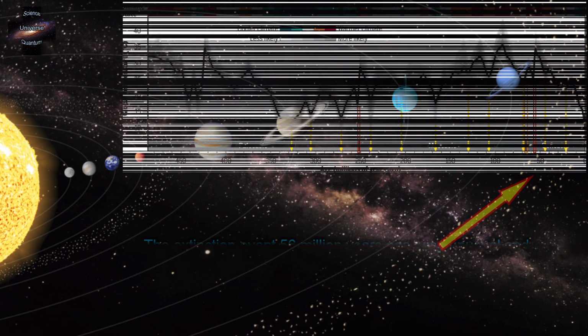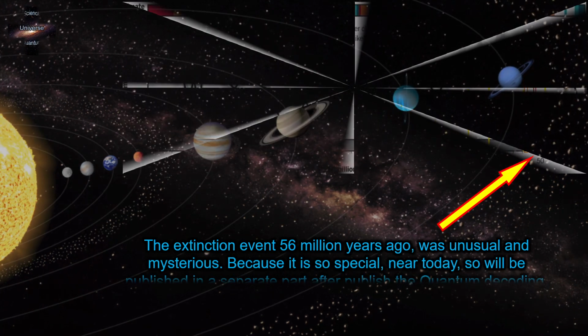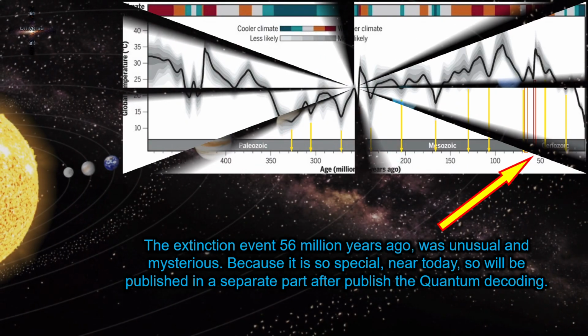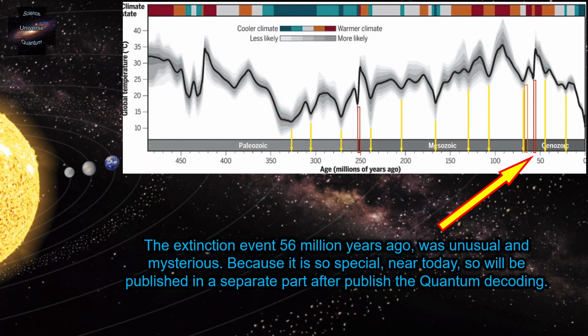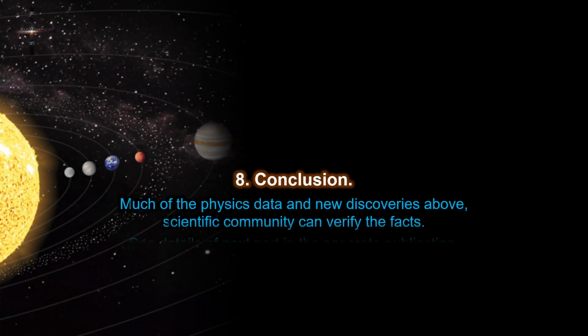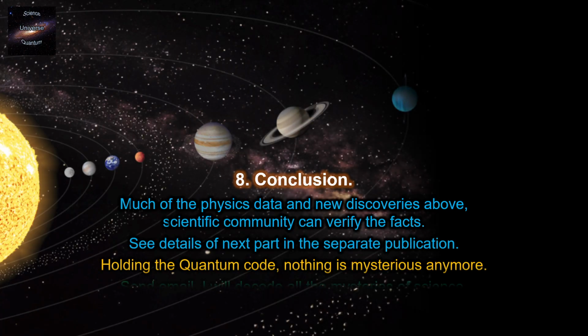The extinction event 56 million years ago was unusual and mysterious, because it is so special and near today, so it will be published in a separate part after publishing the quantum decoding. Much of the physics data and new discoveries above, the scientific community can verify. See details of the next part in the separate publication.